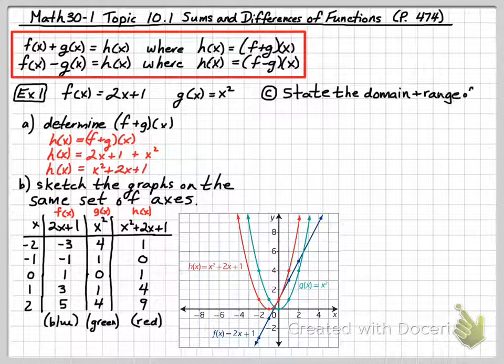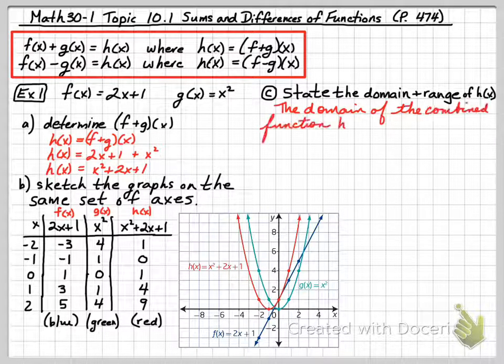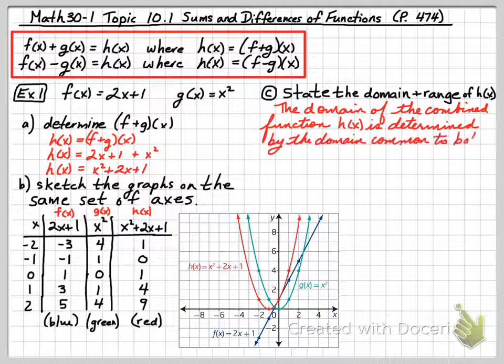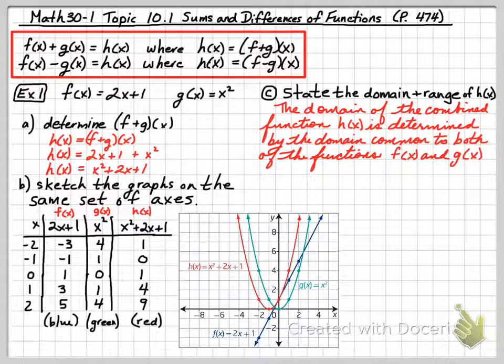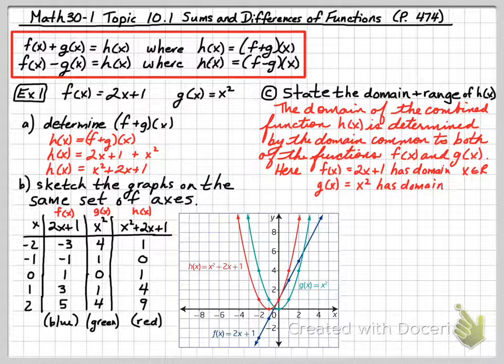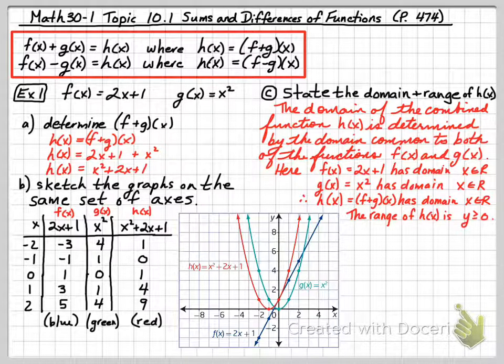Part C. State the domain and the range of h of x. Well, it's quite simple actually. The domain of the combined function has to be determined by the domain that's common to both of them. Here, f of x can be anything, so it's x is an element of the real numbers. g of x can be anything, so it has domain x is an element of the real numbers. And so h of x is going to have the domain x is an element of the real numbers. The range we can read from the graph, and that is y is greater than or equal to 0.